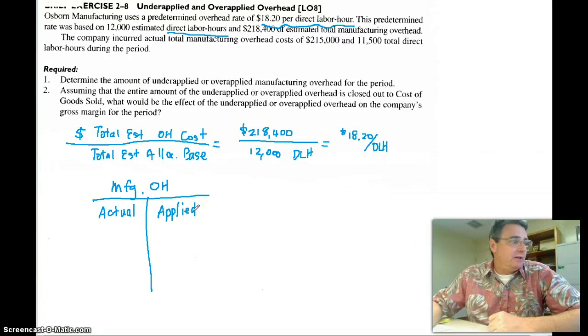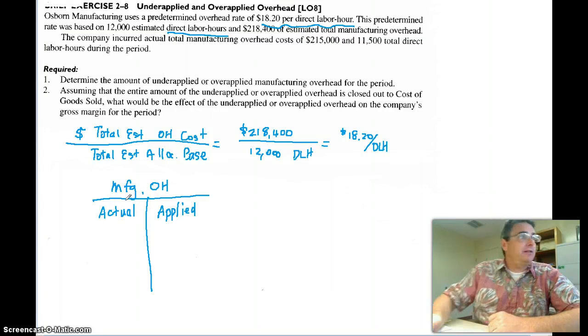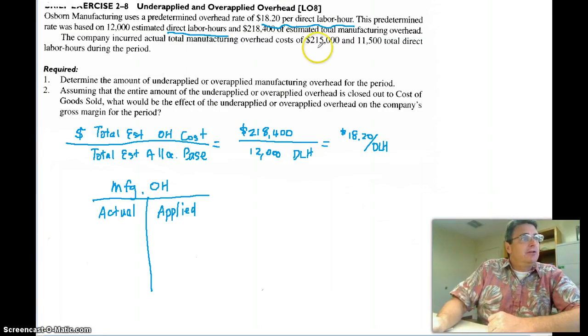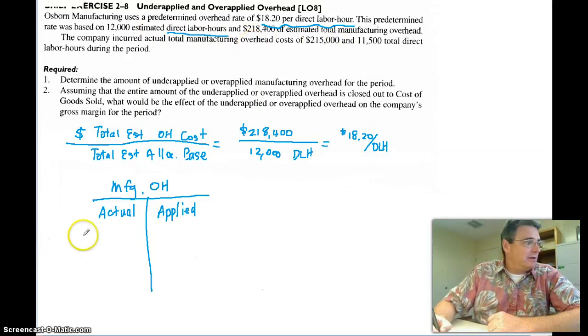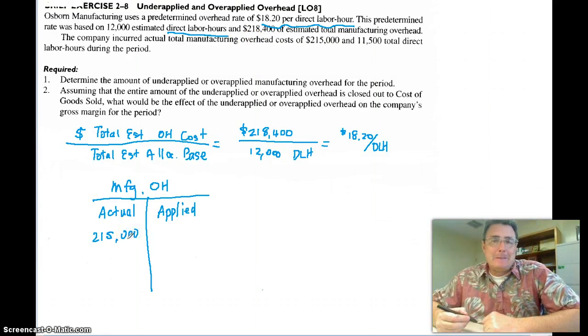So let's put the numbers in. What's our actual manufacturing overhead for the year? Did you find it in the problem? It's the second sentence right here. $215,000. That's our actual total manufacturing overhead cost. So let's put it in. $215,000.